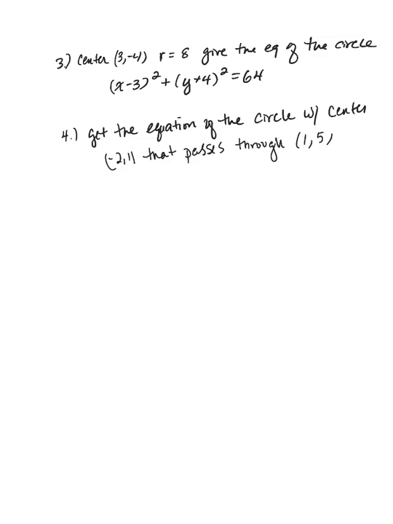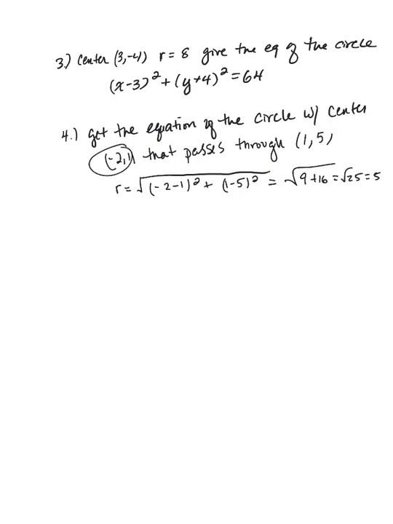You have to get the radius first. So you would use the distance formula. -2 minus 1 squared plus 1 minus 5 squared. So this is going to be the square root of, -3 squared is 9, -4 squared is 16, square root of 25, which is 5. And this is your center. So then you'd have x minus -2 squared plus y minus 1 squared equals 5 squared, or 25. All right, so be prepared to have to do that. So that's the equation of the circle.